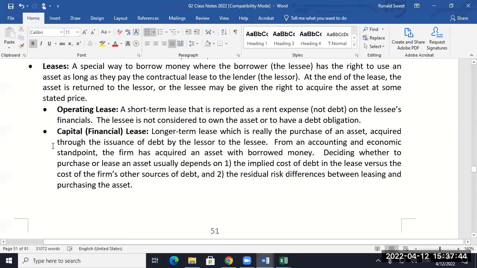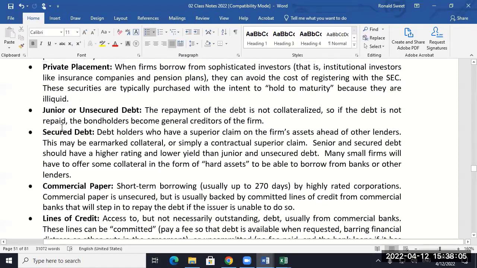Leases, you can do leases where, instead of buying something, you lease it and you kind of rent it. There's operating leases, capital leases. I think accounting is getting away from that distinction and making everything a capital lease, but yeah, you can lease. These are all different ways to borrow money or issue stock. So if you're a finance person, you're probably going to become an expert in one of these areas.